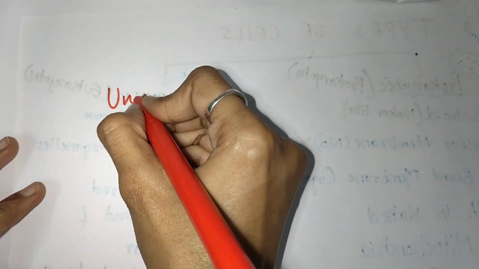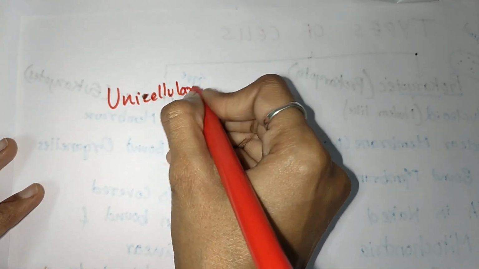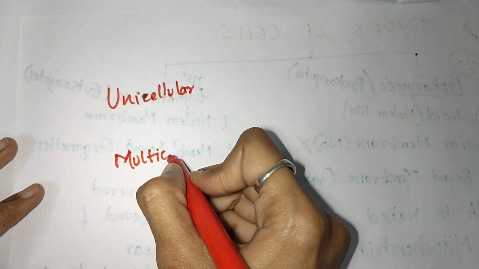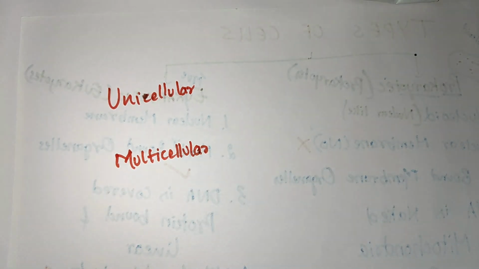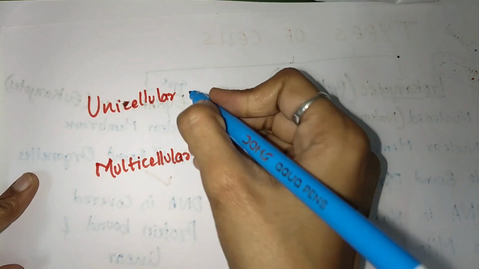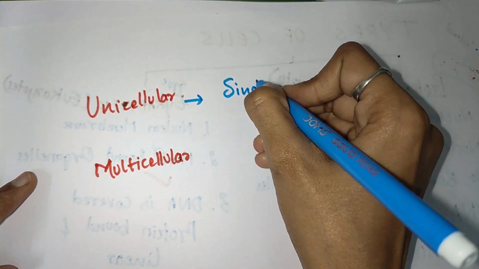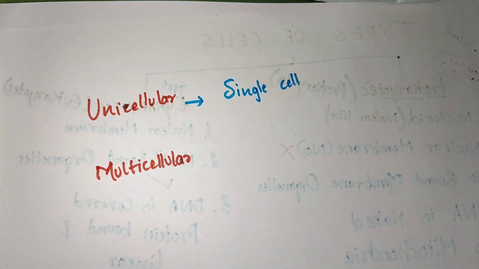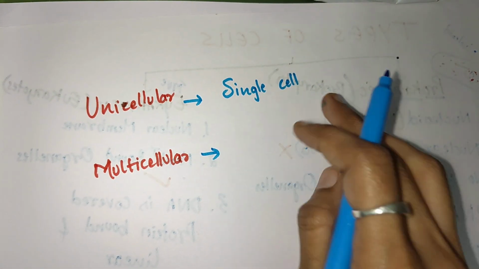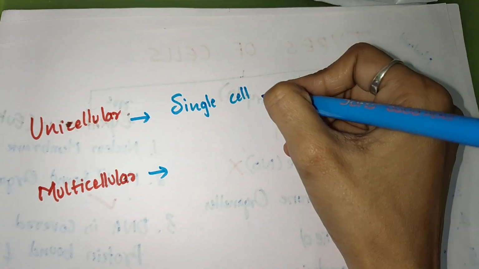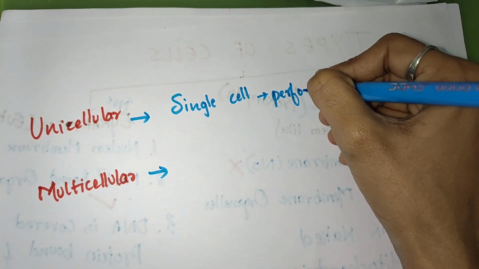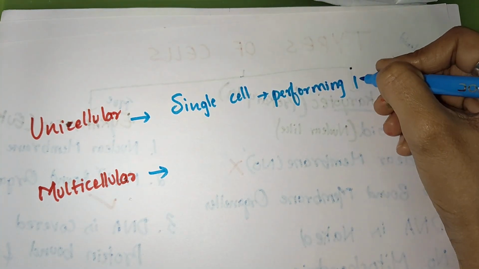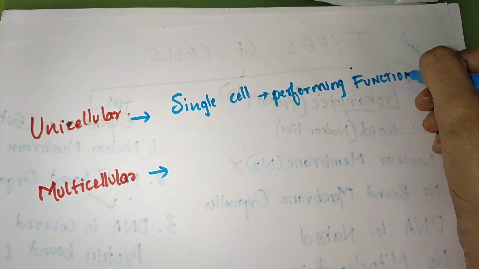इसी तरह से there are other two types, unicellular and multicellular. Okay, if the organism has a single type of cell, अगर organism में single type of cell है then we call it as unicellular. But single cell है और single cell is responsible for performing all the functions.